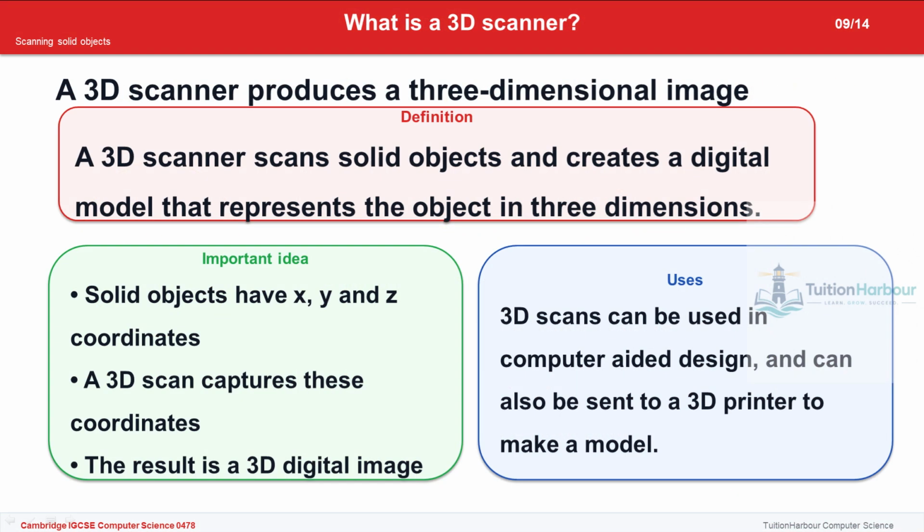What is a 3D scanner? A 3D scanner captures information about a solid object. It records X, Y, and Z coordinates to create a three-dimensional digital model. The model can be viewed and edited using computer software.